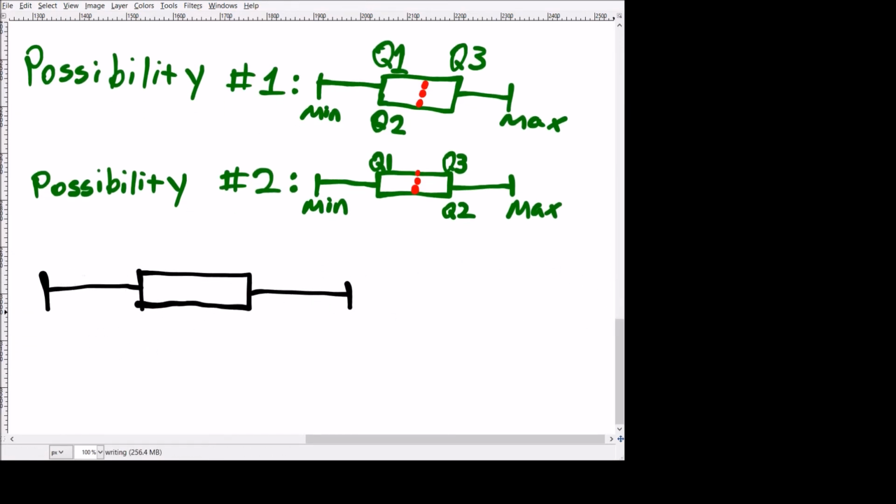So let's think about what would happen if we did possibility number 1. And what we're going to do is we're going to color possibility number 1 in kind of this brownish color right here. So taking a look at possibility number 1, I know that I need to put a single dot right here at the minimum. And if I use, let's say, 6 dots for each compartment, I know that I need to put 6 dots along this first quartile.